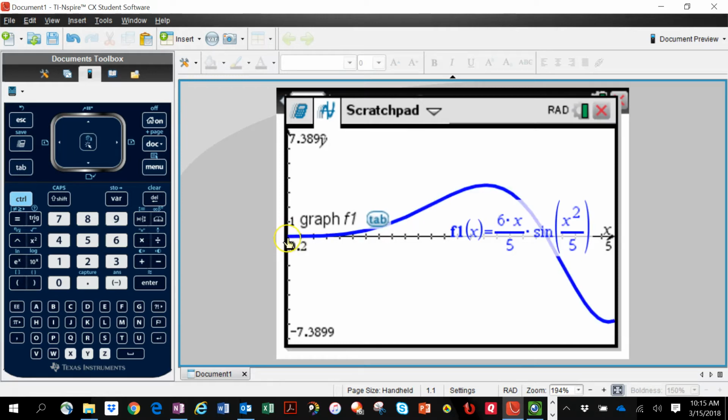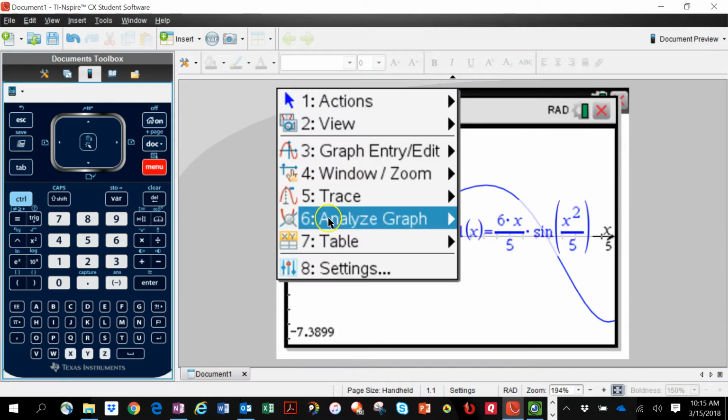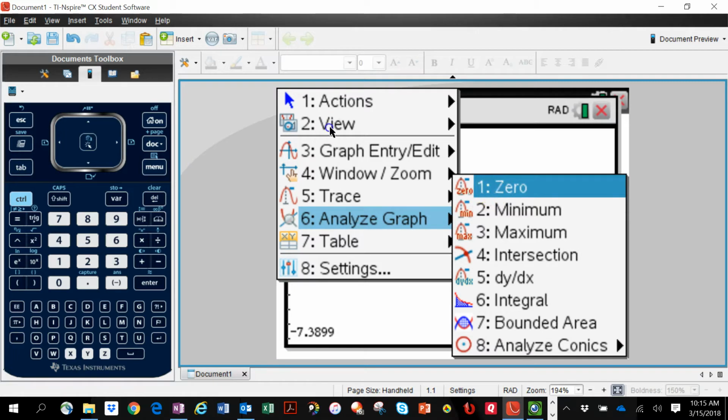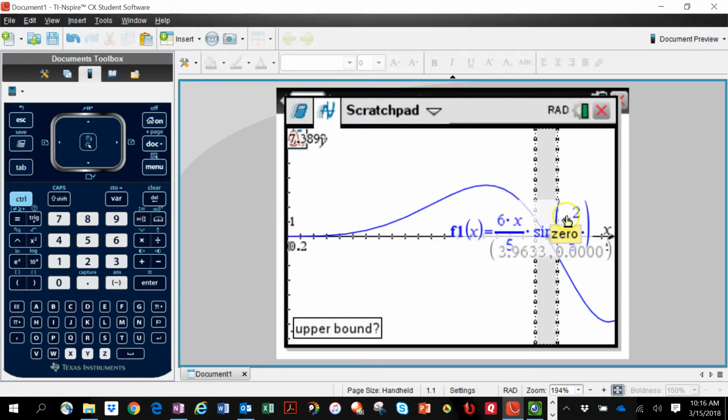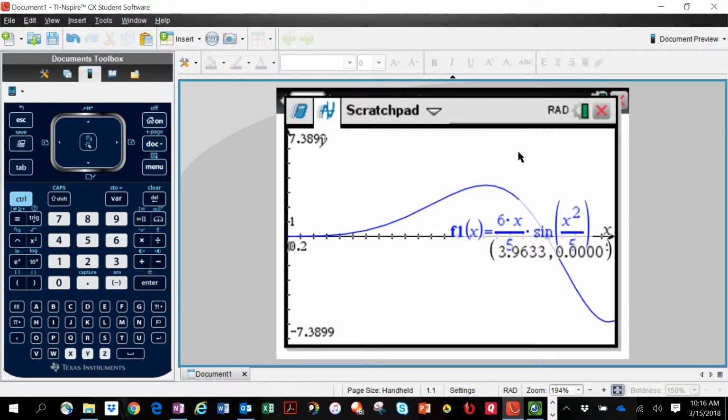And I can see that we start off here above the x-axis, and we have a root over here. So I'm going to go to Menu, Analyze Graph, Zero, a little bit to the left, a little bit to the right, and I get 3.963. That looks pretty good to me. Because the question isn't asking me to do anything else, I'm not going to bother storing. Let's just go back over to the calculator and write our answer in the correct way.